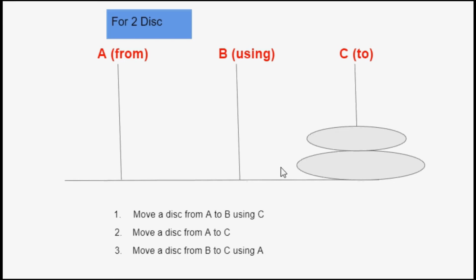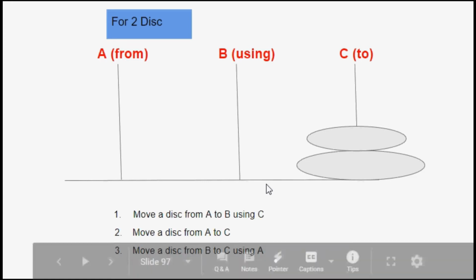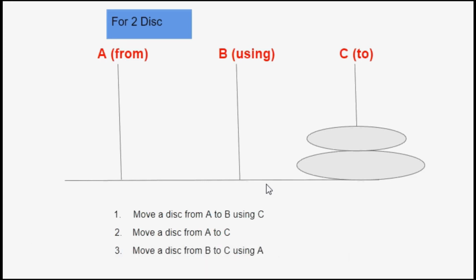So in this case, if there is only one single disk, the auxiliary tar is not playing any role. But if there are more than one disk, then we are going to make use of this auxiliary tar. So this is the second example in which I have taken two disks.